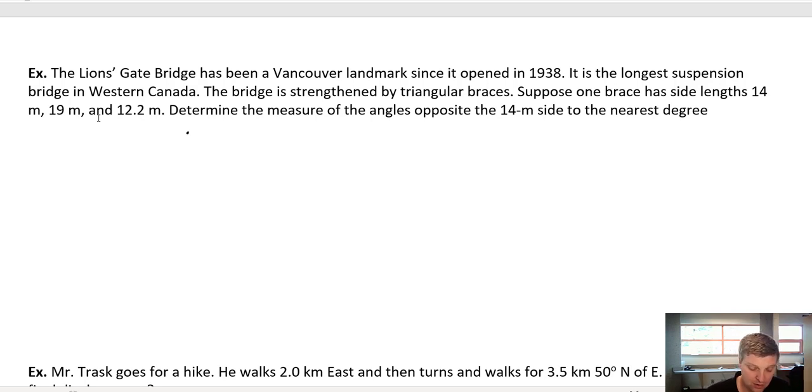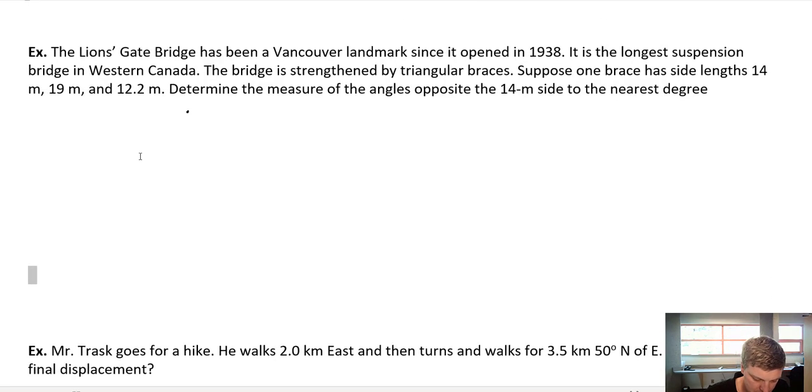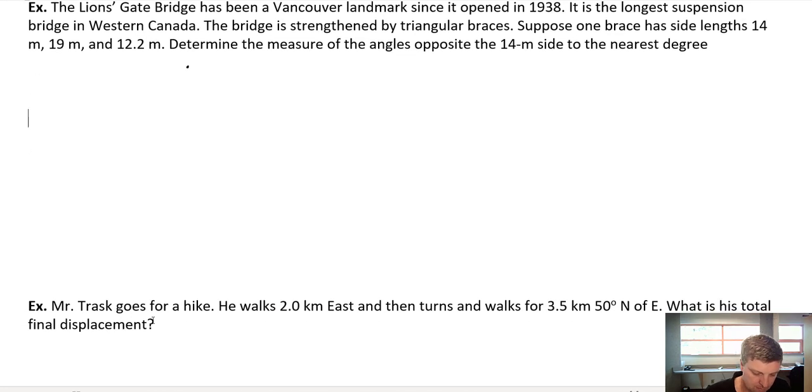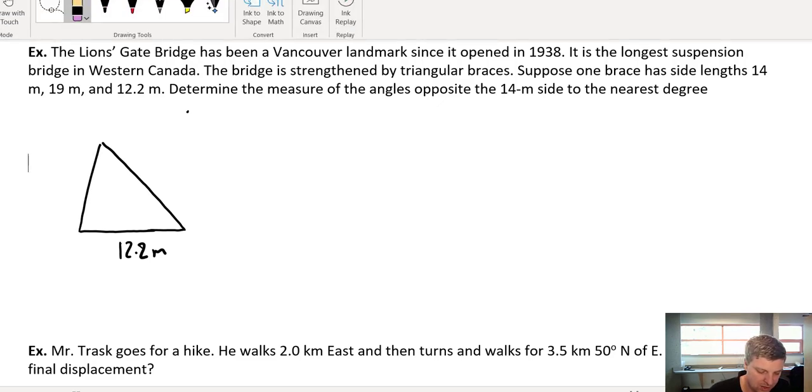So I'm going to draw a triangle that's 14, 19, and 12 meters. Well, okay, maybe I'll draw the 12.2. So 12.2 might be something like this. Now, you have to be careful, because if this is 12.2 and I try to draw my 14 meters that way, then the third side of my triangle is supposed to be 19, and it's not really going to work out. So think about how you're going to draw this.